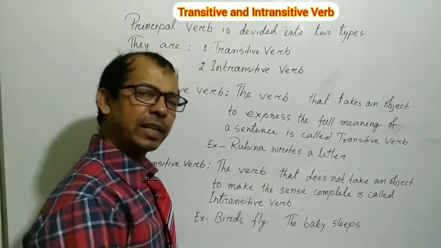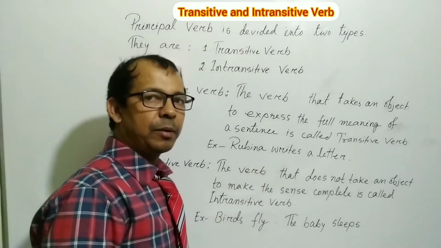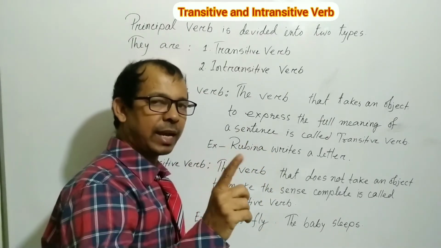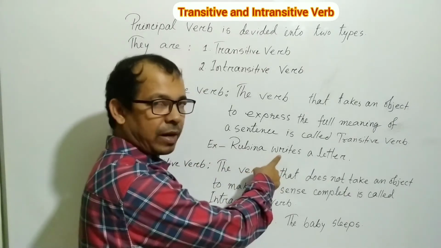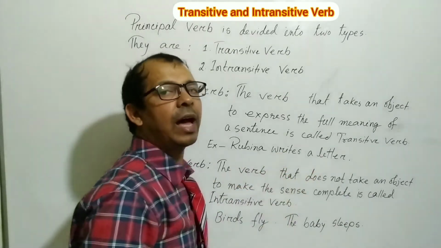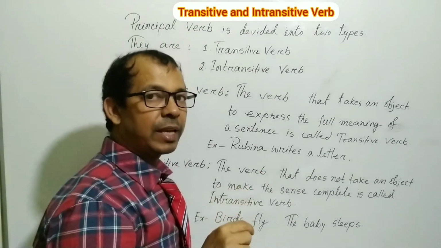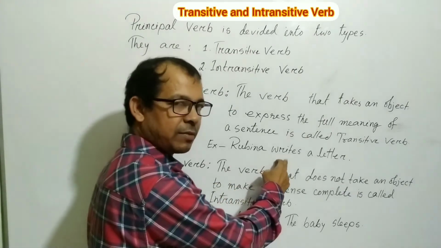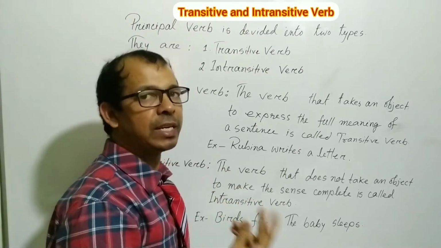Okay, so another way to know the transitive verb, you have to ask two questions to the verbs. One question is what, and another one is whom. If you ask the verb, what does Rubina write, then the answer will be a letter. So this is transitive verb. So if you get the answer of the question what, then it will be transitive verb. And if you don't get any answer of that question what, then it will be intransitive verb.